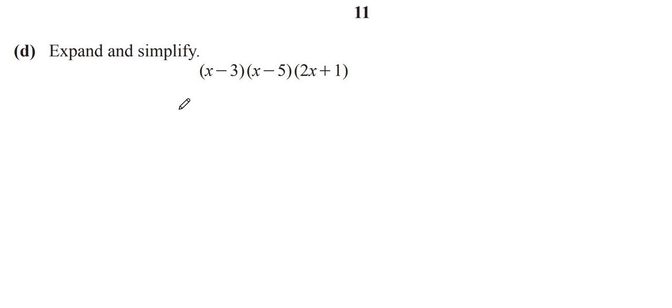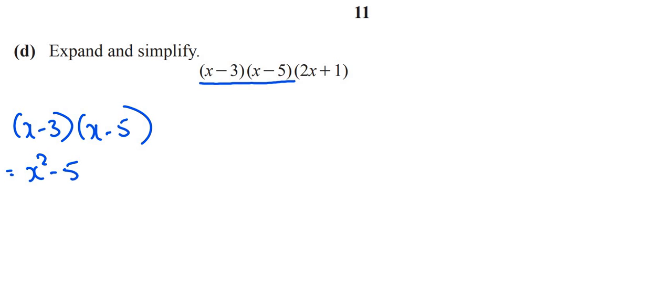Now moving on to the next question, we have expansion. Students get confused when they see this question. It's not that difficult, just expand this first. (x − 3) and (x − 5), just expand this. So this becomes x² − 5x − 3x, and −3 multiplied by −5 is positive 15. This becomes x² − 8x + 15.